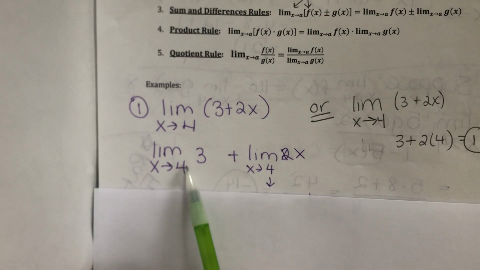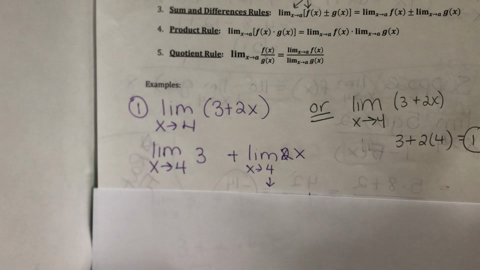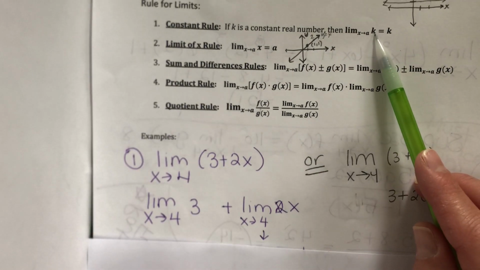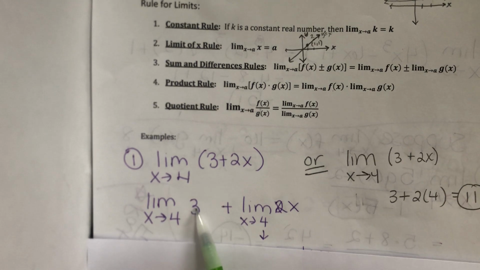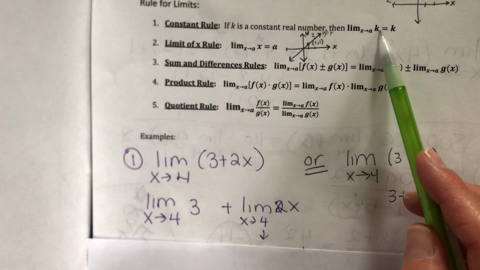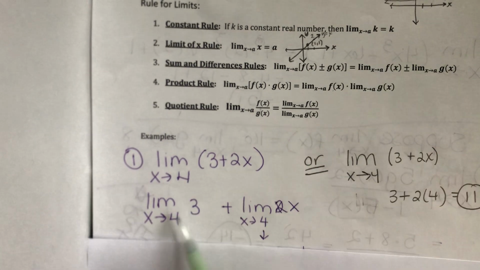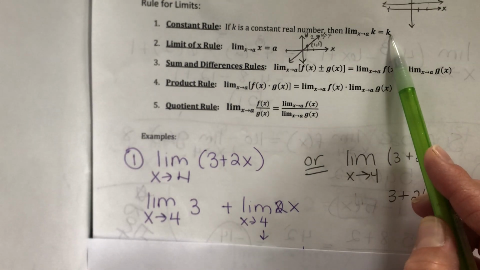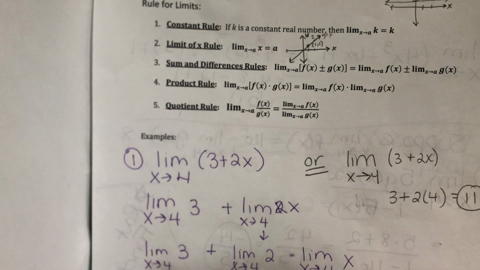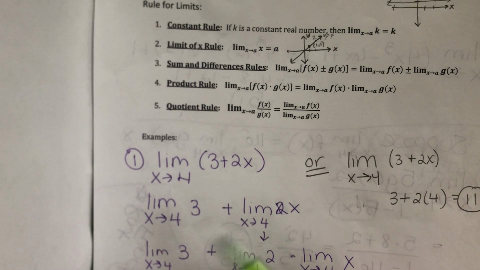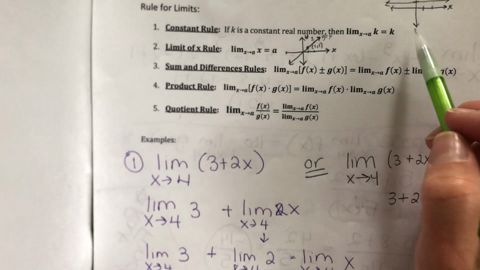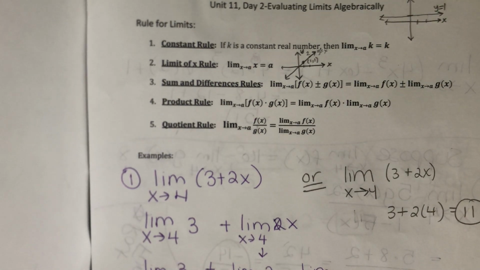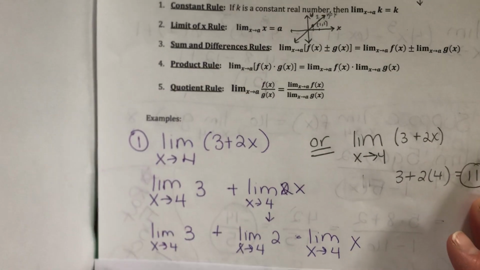So now in this scenario, this goes back to my rule number 1, because see how k is a constant, 3 is a constant? So in that scenario, the limit of a constant is always equal to that same constant. So the answer to this is 3. Remember, because this is just a horizontal line going through the y-axis at 3. So no matter what x value you approach, the y value will always be 3.